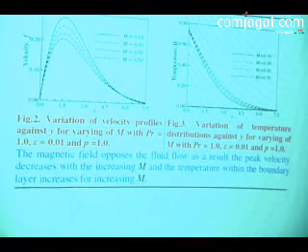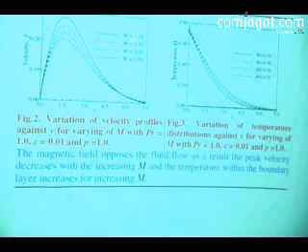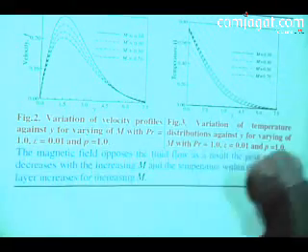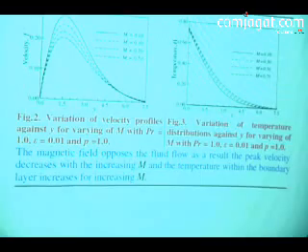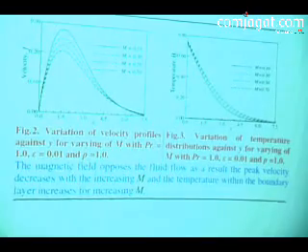Discuss the velocity profile and temperature distribution for different values of the magnetic parameter. From these two figures, we observe that the velocity decreases, but the temperature increases for increasing values of the magnetic parameter. This is because we know that the magnetic parameter works against the flow, and due to the interaction between the magnetic field and the flow field, temperature increases.